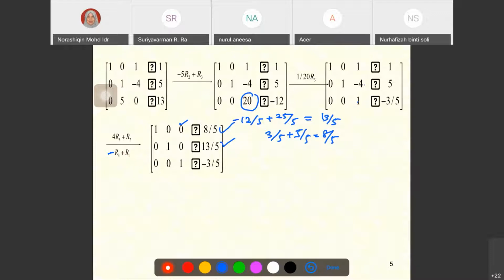Good. So that's the result for the C1, C2, and C3. C1, 8 over 5. Yeah. Doktor continue dulu.